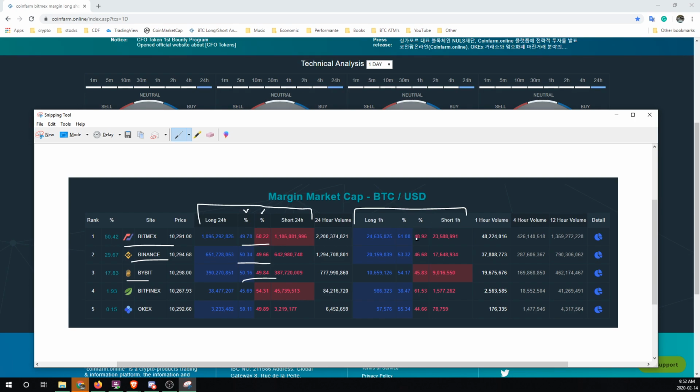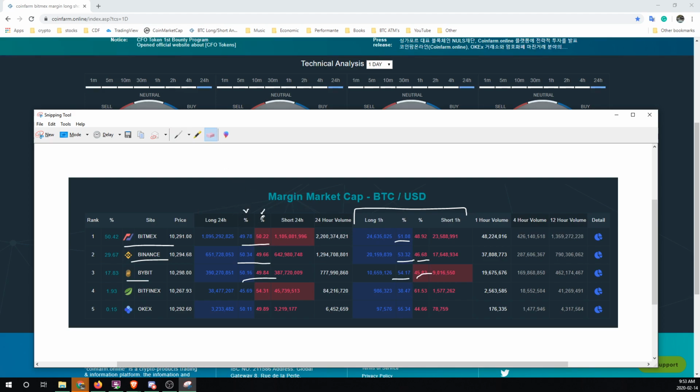And then on the 1 hour on the 3 different exchanges, we see that BitMEX has a little bit more on the long side with 51%, whereas there's only 49% short. On Binance, a little bit more of a discrepancy, 53% longs and then 46.7% shorts. So there's definitely a little bit more longs on Binance. And on Bybit as well, 54% are long, 45.8% are short.